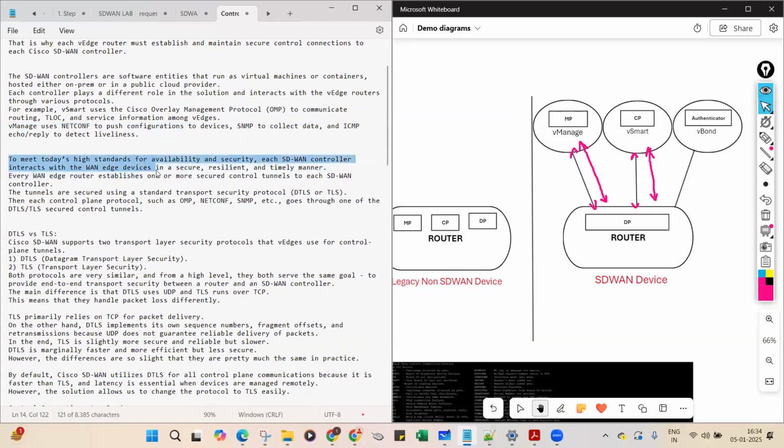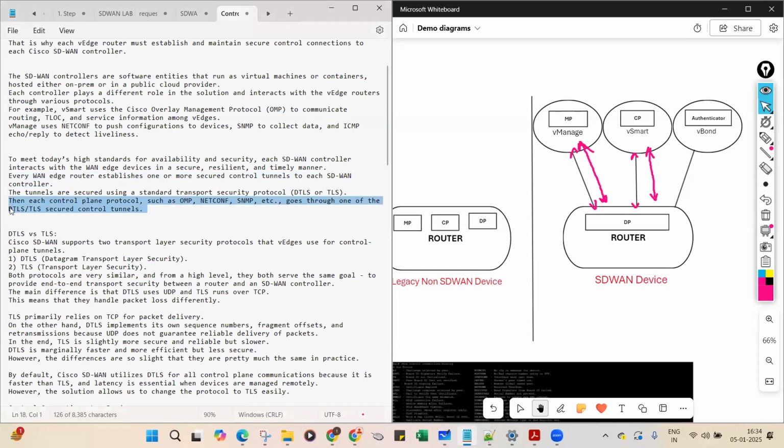To meet today's high standard for availability and security, each SD-WAN controller interacts with the WAN edge router in a secure and resilient manner. Every WAN edge router establishes one or more secured tunnels with each SD-WAN controller. As we discussed, each router will form a DTLS tunnel so that the data is shared in a secured way. The tunnels are secured using a standard transport security protocol, either DTLS or TLS.